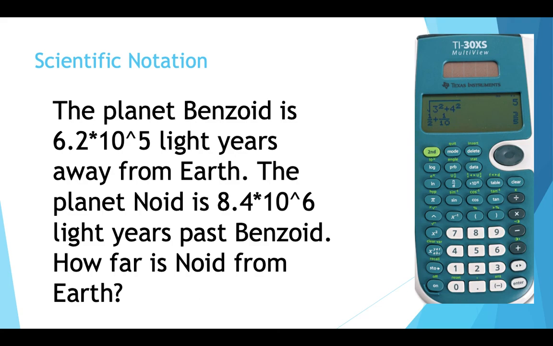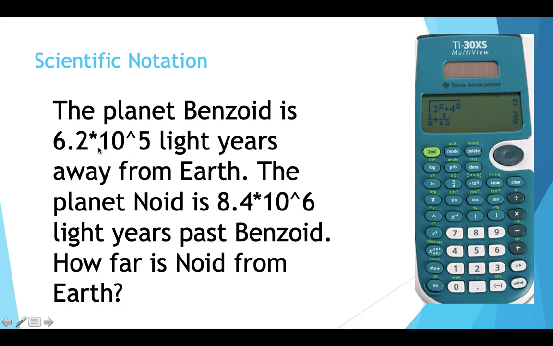All right, let's look at scientific notation real quick. Scientific notation is this x10n. So the planet benzoid is 6.2 times 10 to the 5th, that's another way to write to the 5th power, light years away from Earth. The planet Noid is 8.4 times 10 to the 6th light years from past benzoid. So how far is Noid from Earth? So this is a simple addition problem.